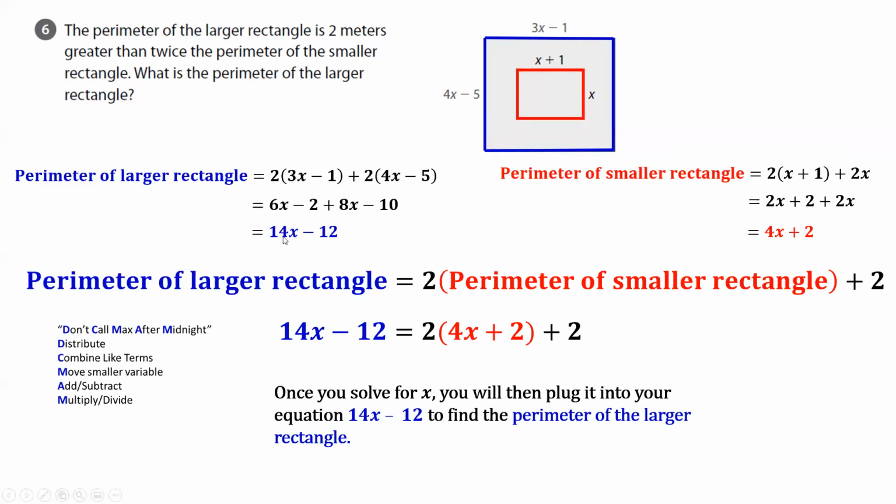You're then going to plug it into the perimeter of the larger rectangle equation, which is right here in blue. 14 times 10 would give you 140, and 140 take away the 12 will give you 128. So you can then say the perimeter of my larger rectangle is 128 meters. Let's say x is, let's go with 5. Well, then I would do 14 times 5, and that will give me 70. And then 70 take away the 12 will give me 58. So then we can say the perimeter of the large rectangle is 58 meters.